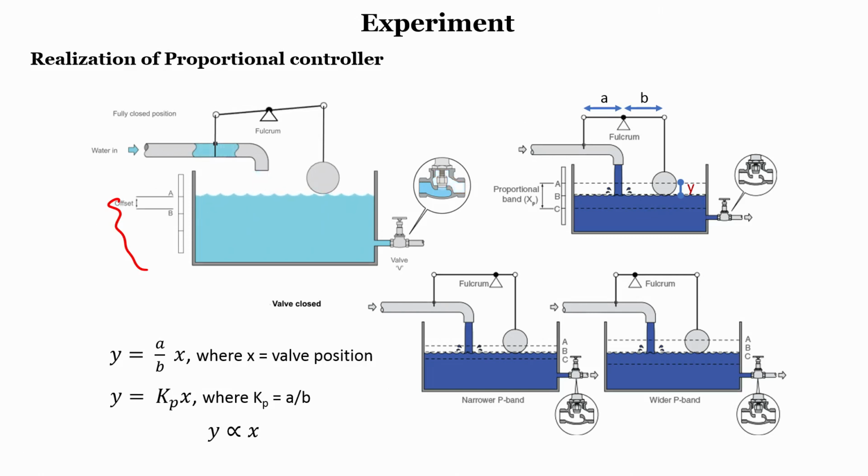If I want to change the gain of the system in a mechanical way, the position of this fulcrum decides the band of your system. For example, if A and B are equal, the output offset is A by B into X, and A by B is nothing but the gain. Now, what if the fulcrum is in this position? Then the value of A is higher and the value of B is lower, as a result the gain is higher.